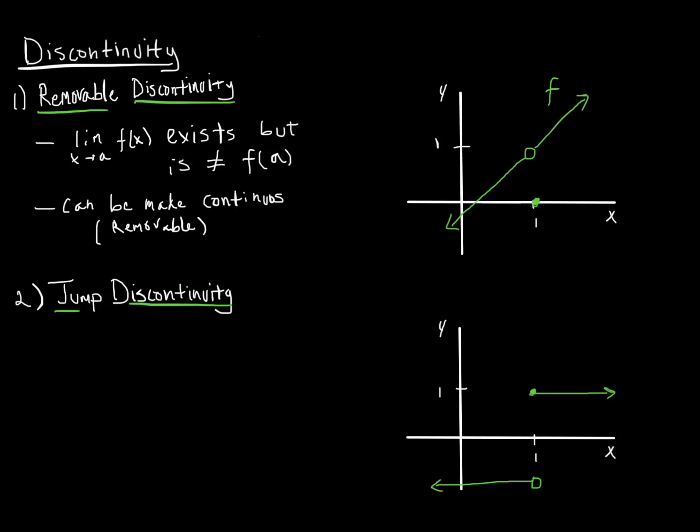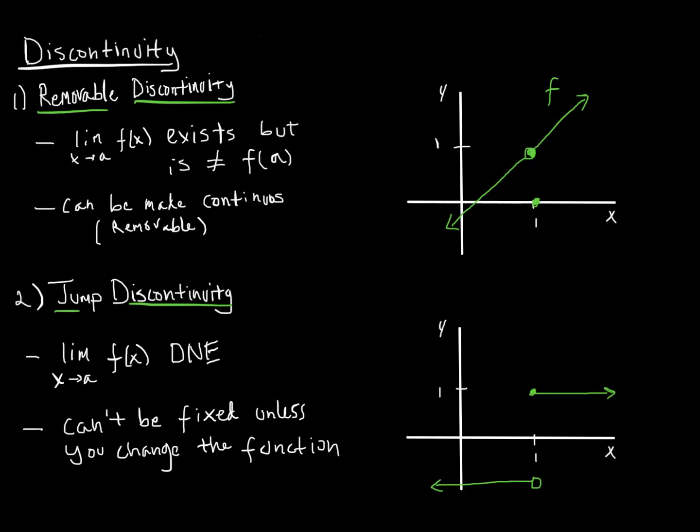And the way that you can do that is you can define your function f of a to be equal to the limit value at that point, right? So we could say, hey, instead of saying f of 1 is equal to 0, let's instead say that f of 1 is equal to 1. In other words, we'd be filling in our open point, and now all of a sudden the limit as x approaches 1 is 1, and the function at 1, f of 1, is equal to 1. And so this would be continuous.